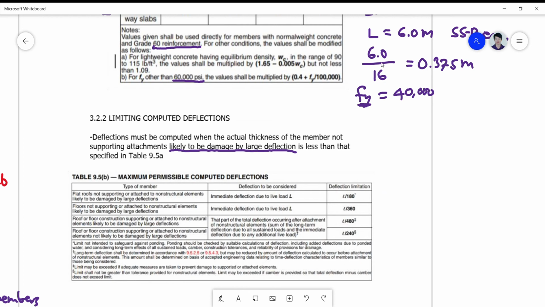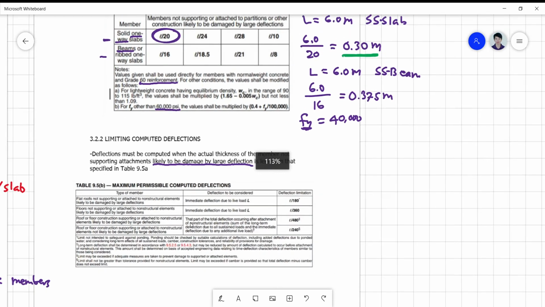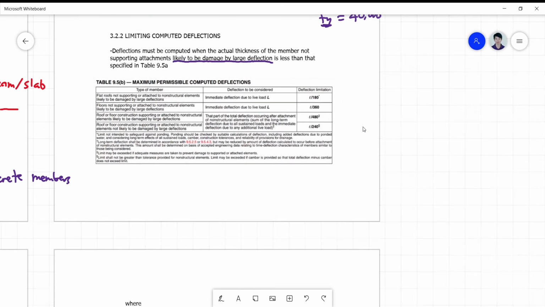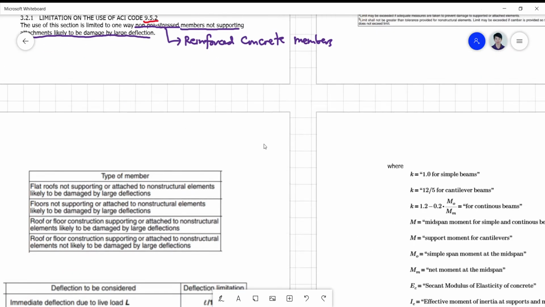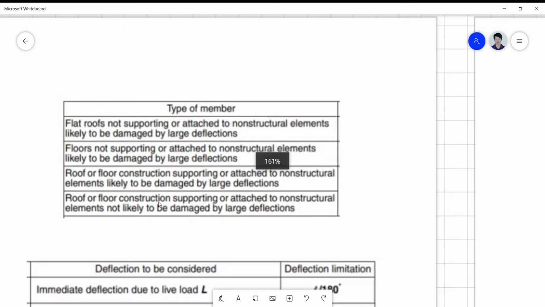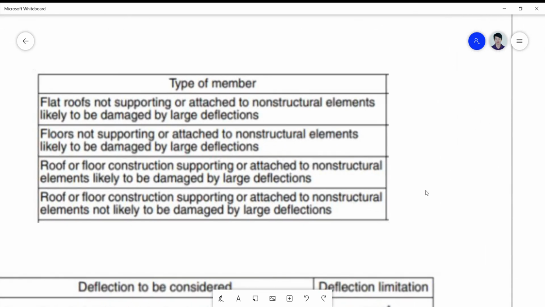So I will no longer consider the limitation set forth on 9.5a. Okay? Okay, so we will be looking into that later. I'll explain to you some scenarios. So these are now the scenarios on the type of members.